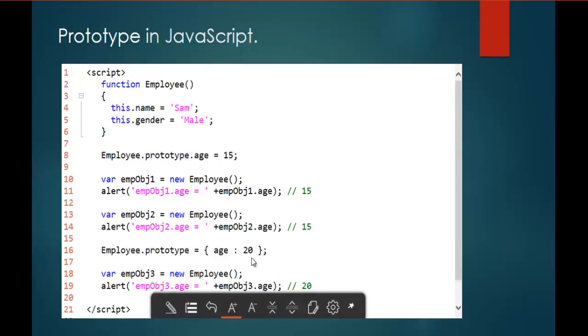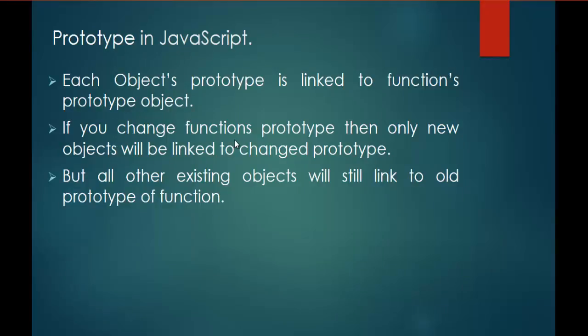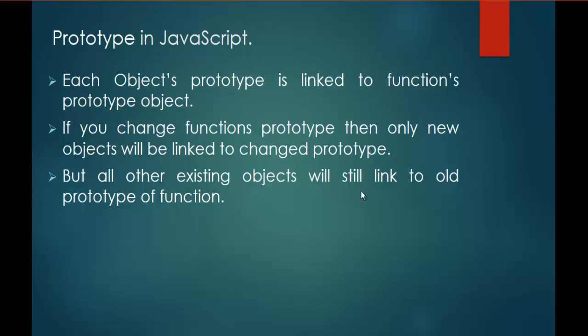This is the meaning of this sentence: if you change the function's prototype, then only the new objects will be linked to the changed property. But keep in mind all the other existing objects, here in this example emp obj1 and emp obj2, will still link to the old prototype of the function. This is a specialty of prototype.